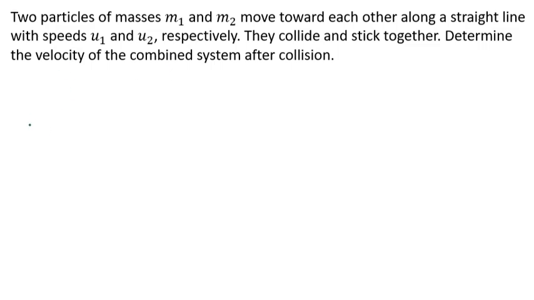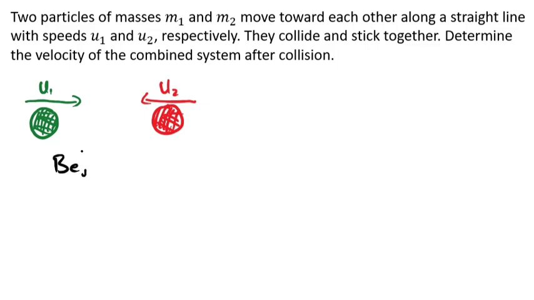So they move towards each other, meaning that we can have the first object moving in this direction with a speed of u1, and then we can have the second object moving in this direction with a speed u2. So now understand that this is happening before collision.